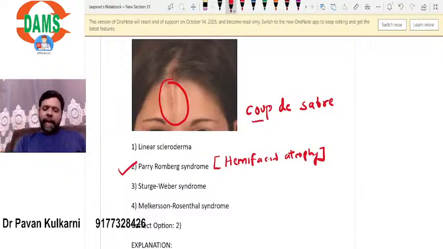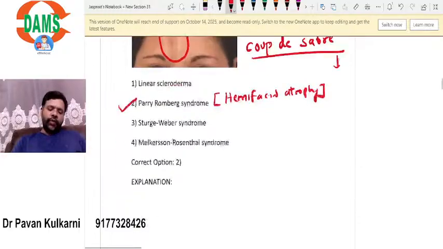Coup de Sabre is also seen in linear scleroderma. Don't get confused. So you have to find that clue, atrophy. In scleroderma you don't see unilateral atrophy, whereas in Parry-Romberg syndrome you will see unilateral atrophy. Very good, great. Most of you are participating in the answers, very happy. Any doubts you can ask me.